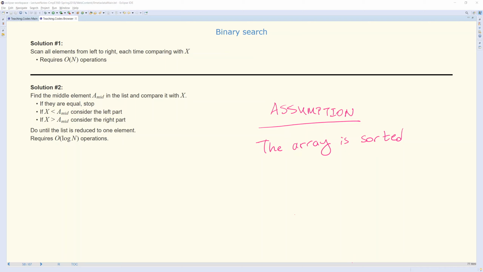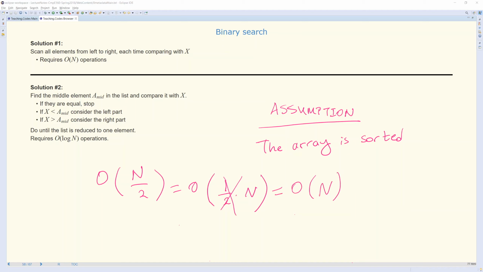But remember that O(n)/2, there we have a factor of 1/2. So if you're talking about O(n)/2, that means O(1/2) times n. But remember, I get rid of constant factors, so this is equivalent to O(n). So even in the average case, we still have an O(n) complexity. Okay? So that would be one approach, what we discussed in solution 1.